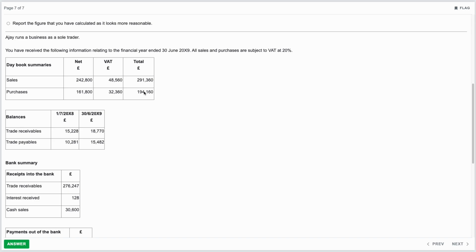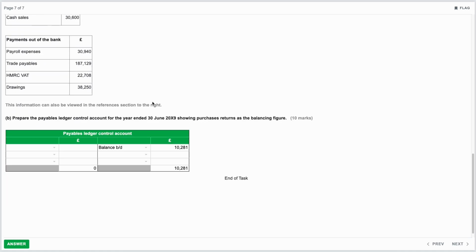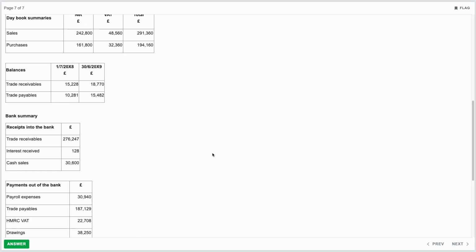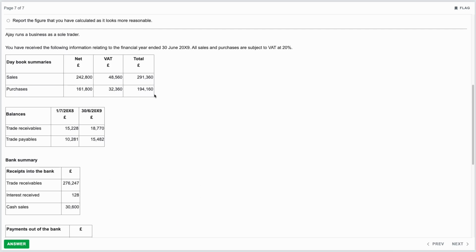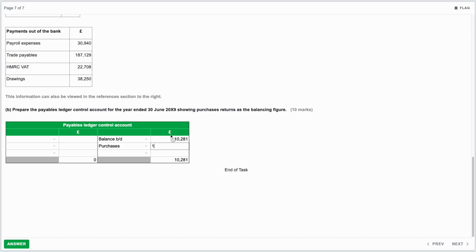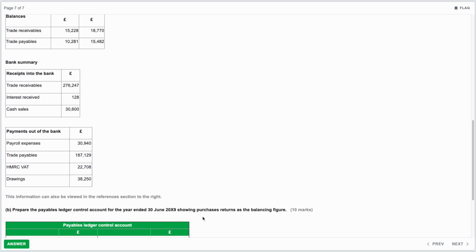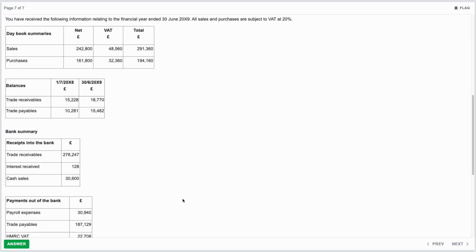So we made purchases, and bear in mind we need to take the gross value or total value here because that's how much is actually owed to those suppliers. We don't pay them net, do we? So it would be 194,160. So let's get that figure in. So purchases, 194,160. So now that we've filled out our purchases, let's see what else we've got on there.